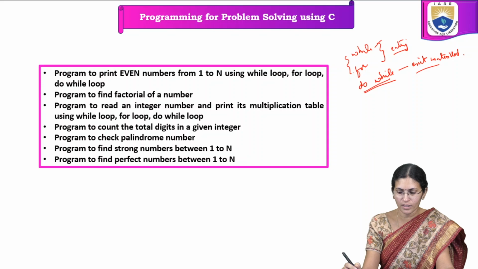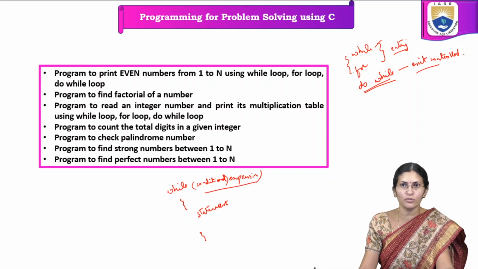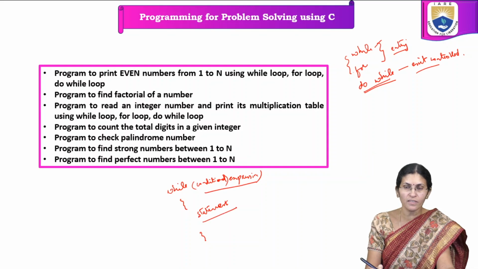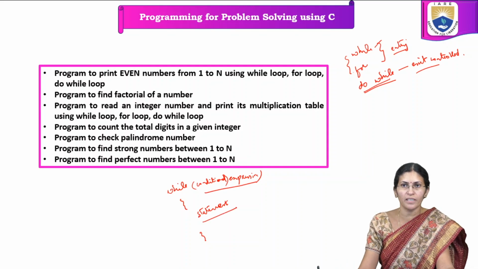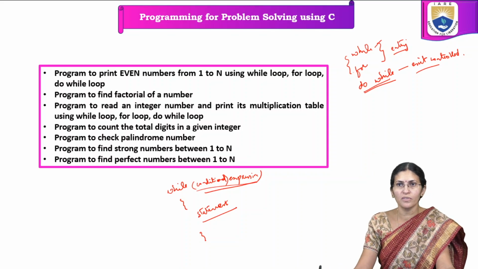Coming to while loop, the syntax of while loop is: while, and inside the parentheses we need to write the conditional expression. After that, inside the curly brackets, we need to write the statements. If this expression is evaluated to true, then the block of statements present inside the curly brackets will be executed, until the condition becomes false.